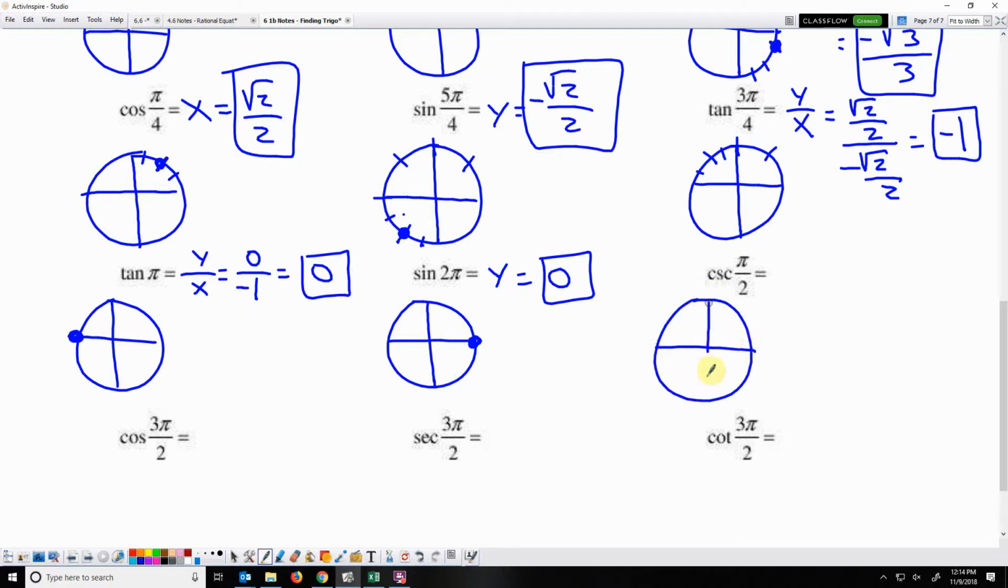Cosecant at pi over 2. Pi over 2 is right here. Cosecant is the reciprocal of sine, so that means it's 1 over the y value. So it's 1 over, and it's all the way at the top. That y value is 1. 1 over 1 is 1.